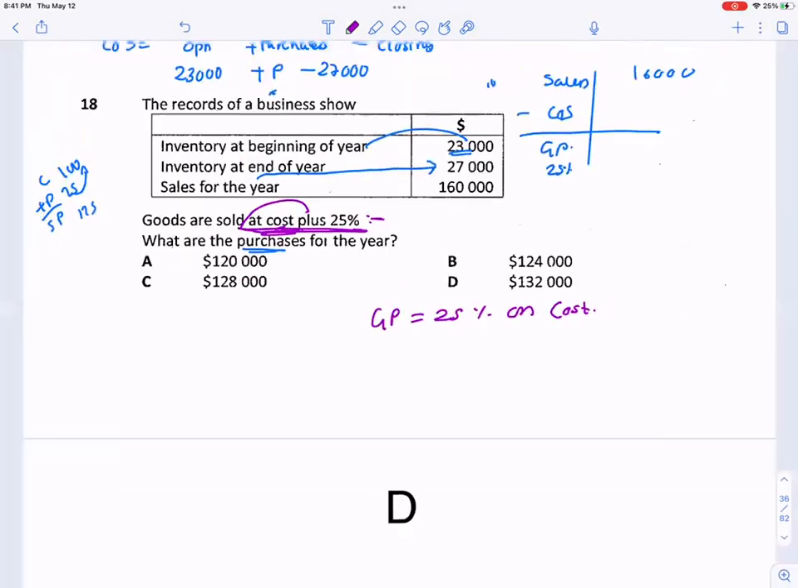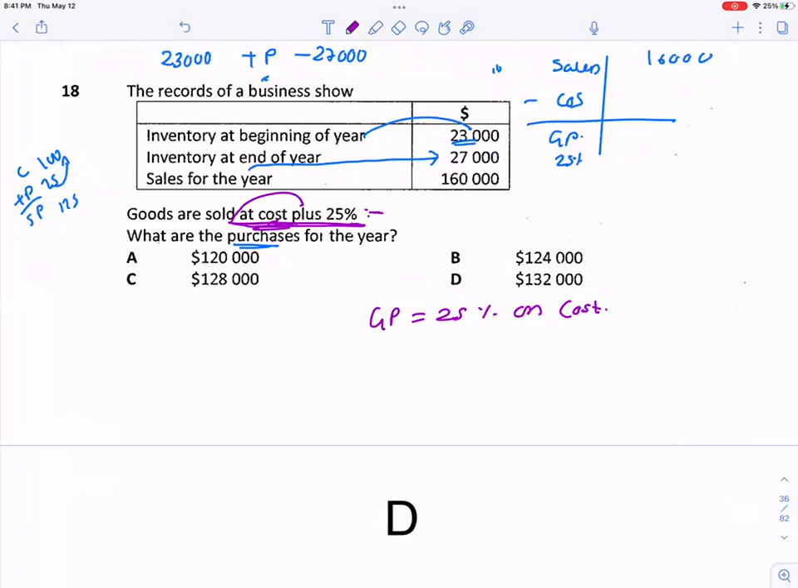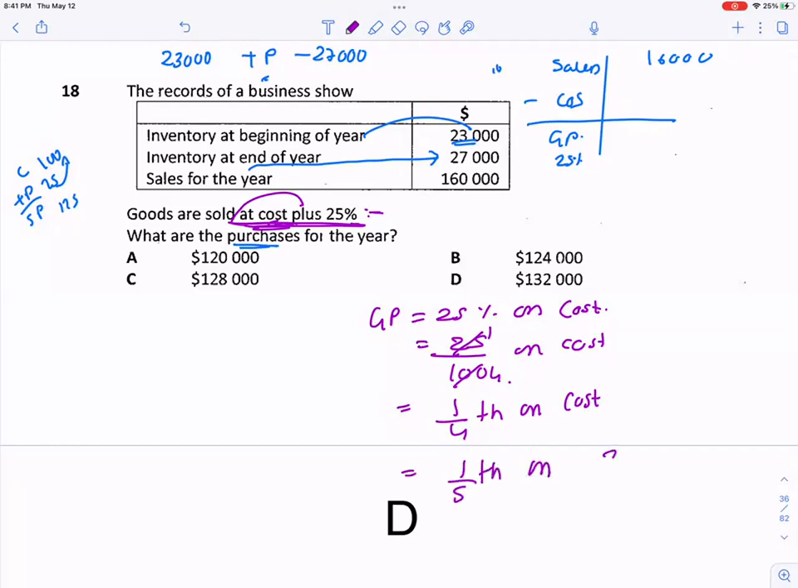That means it's giving you markup. But do you have the cost? No. 25% on cost. That means it is how much on cost? 1/4 on cost. So you have to do plus 1 now. So it will be 1/5 on sales. Now do I have the sales? Yeah, 160,000. 1/5 on 160,000 is how much? 32,000.